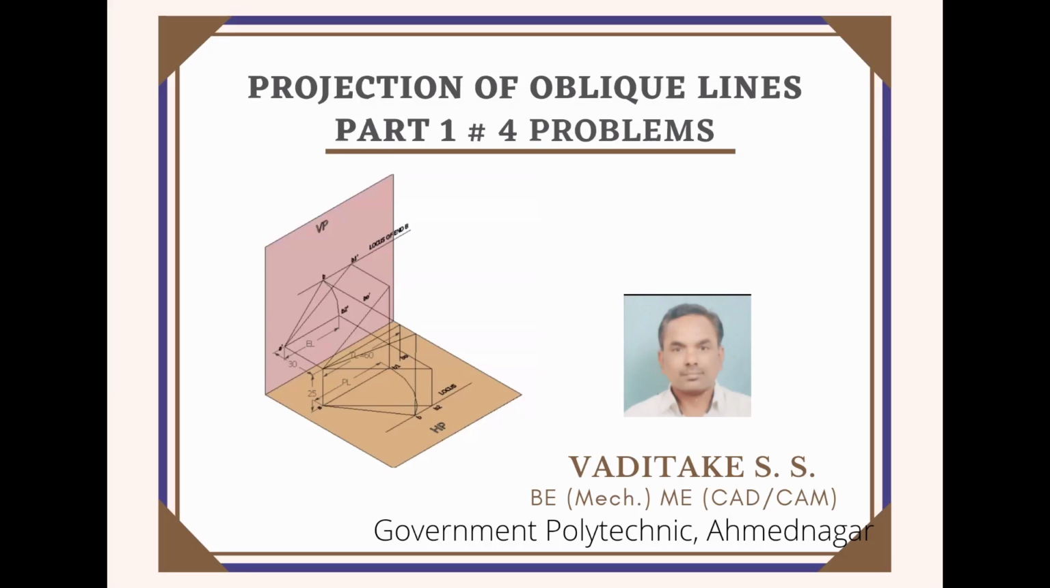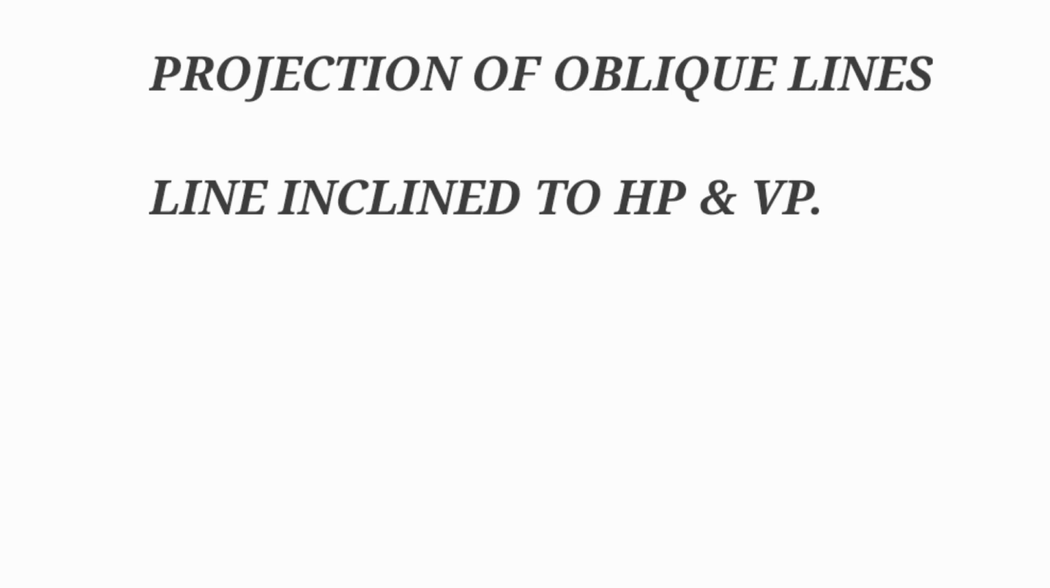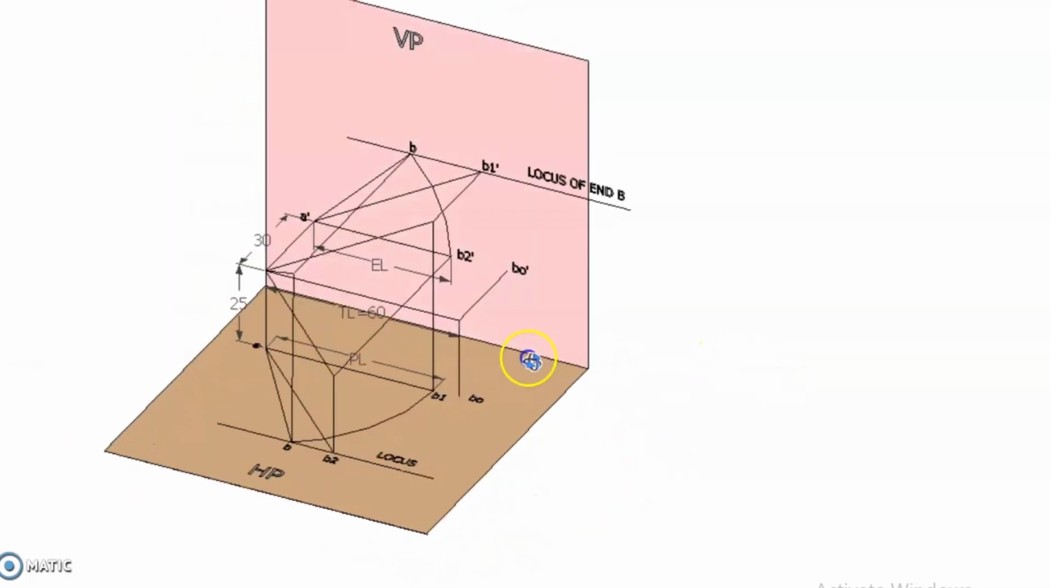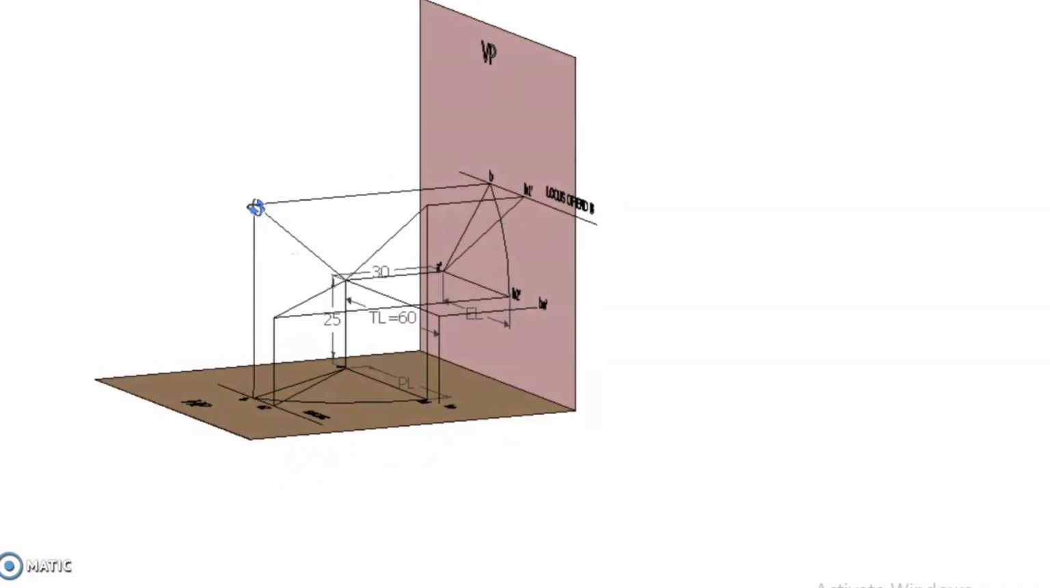Let us learn how to draw projections of an oblique line, meaning lines which are inclined to both planes. We have to draw orthographic projections of a line which is inclined to both planes, that is, the projections of oblique lines. The final solution in orthographic mode means we have to draw the final orthographic projections of this line which is inclined to both planes.